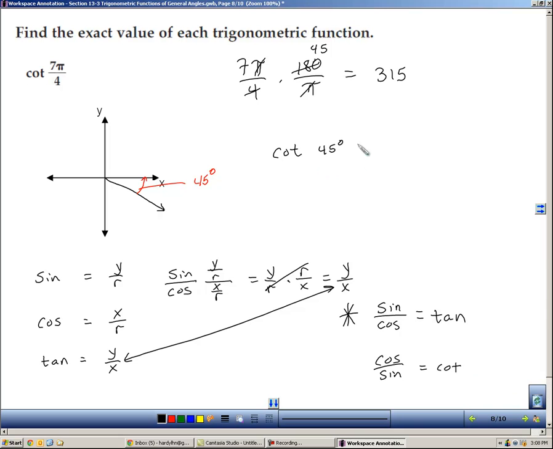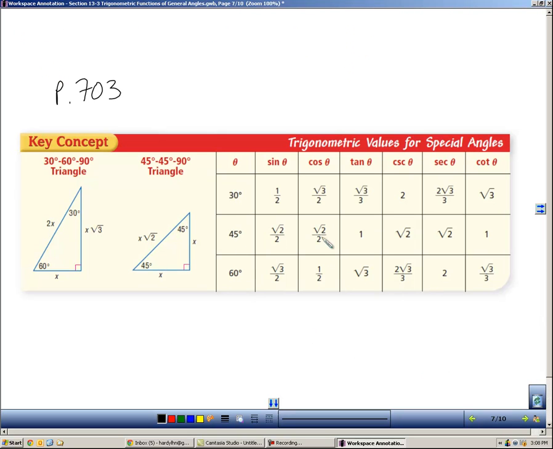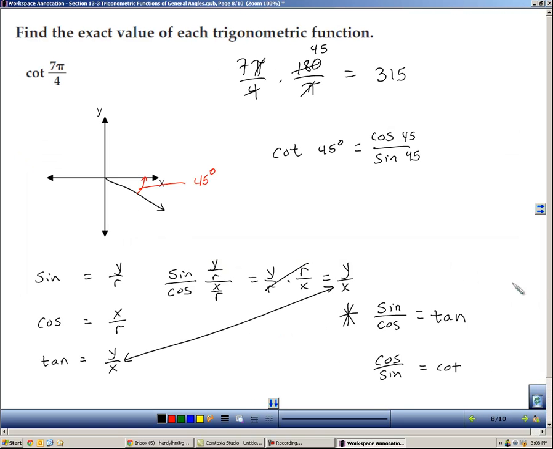So if I'm looking for the cotangent of 45, what I'm really looking for is the cosine of 45 over the sine of 45. And I like 45s because I can go back to this table again and say cosine is root 2 over 2, sine is root 2 over 2. So this is root 2 over 2 divided by root 2 over 2. Well, guess what? Anything over itself is 1. So the cotangent of 45 is 1, which means the cotangent of 315 is 1, and also the cotangent of 7 pi over 4 is 1.